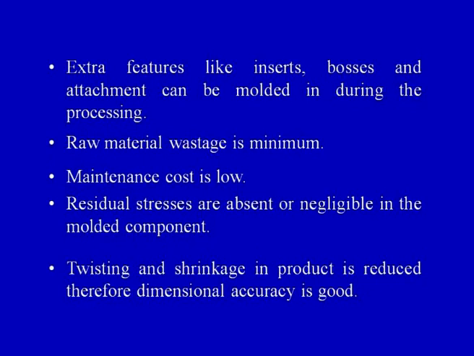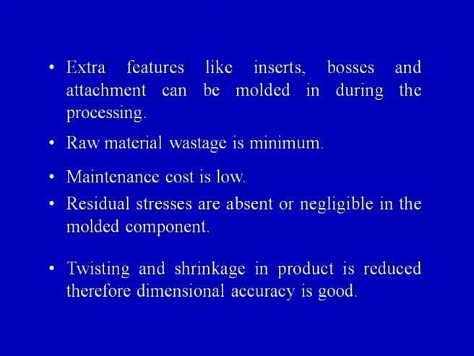Maintenance cost is low, and residual stresses are absent or negligible in the molded component. So there are no residual stresses developed using the compression molding process. Twisting and shrinkage in the product is reduced, therefore dimensional accuracy is also good. The material would flow in the mold cavity generated between the two mold halves, so the dimensional accuracy that we achieve in this process would be extremely high, and twisting and shrinkage in the product is also minimum. So these are a few advantages of the compression molding process, and we can make good quality, dimensionally accurate, highly precise products using it.